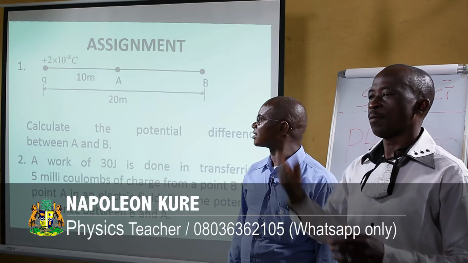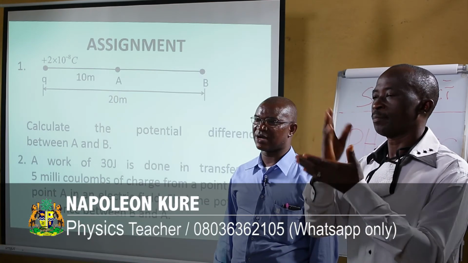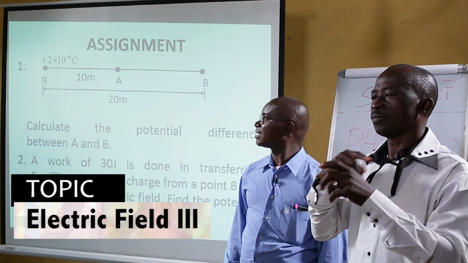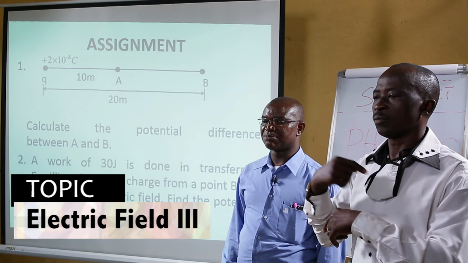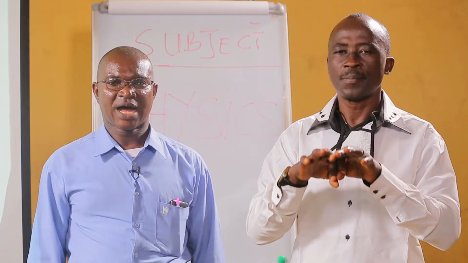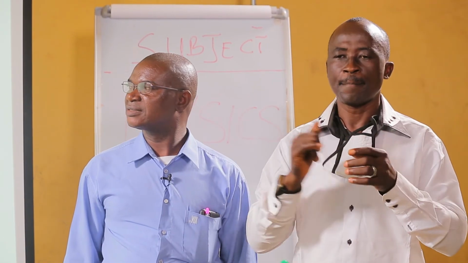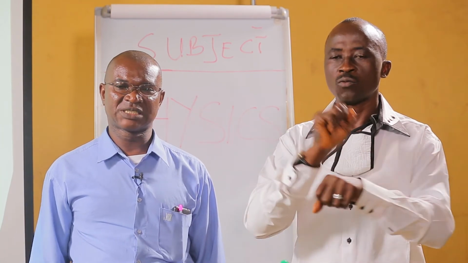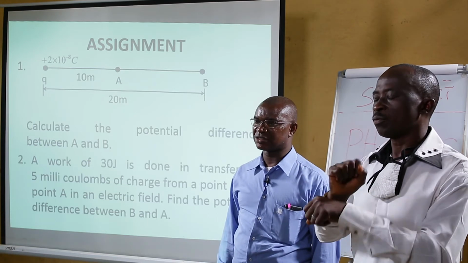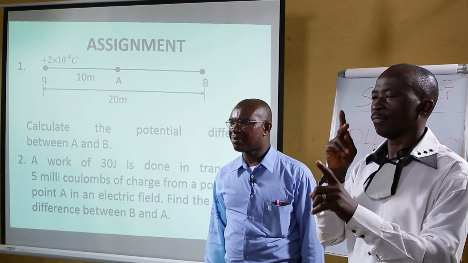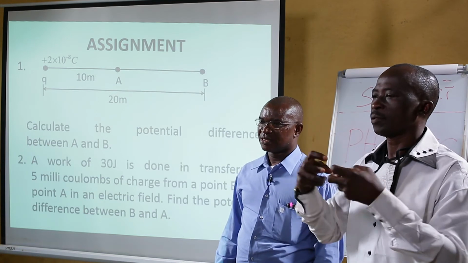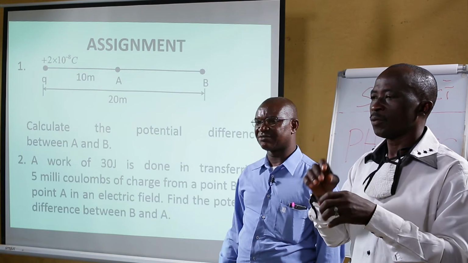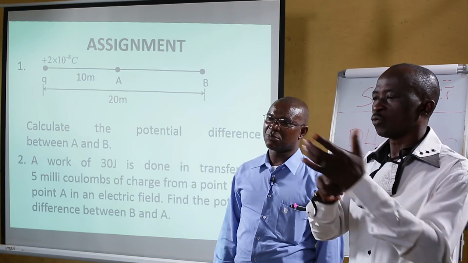You are welcome once again to the last part of our electric field as a topic we've started. And today we are looking at electric potential. As defined by my colleague, electric potential is the work done in taking a unit positive charge from infinity to a given point in a field. While the second part is electric potential difference. The word difference comes in to differentiate electric potential and electric potential difference.